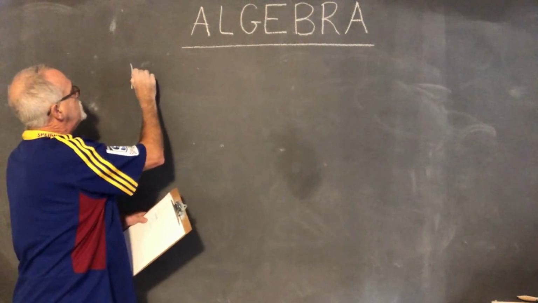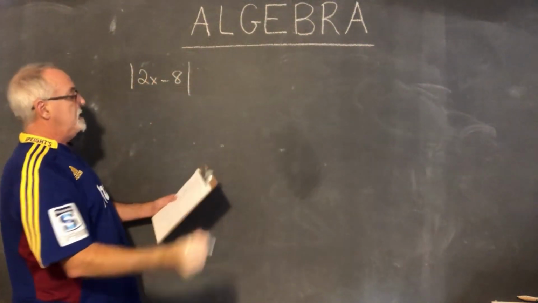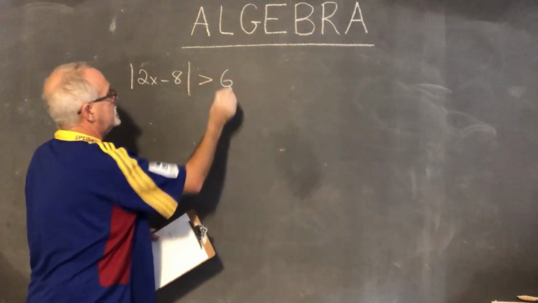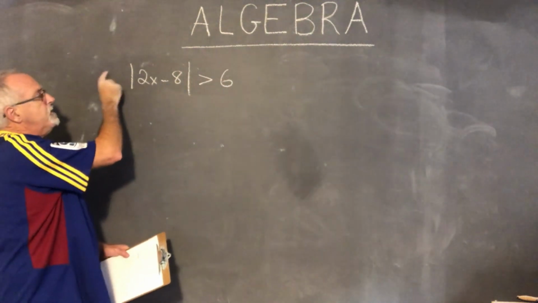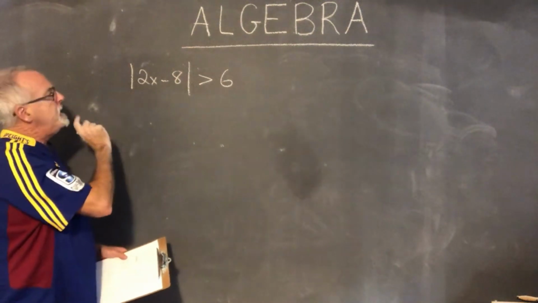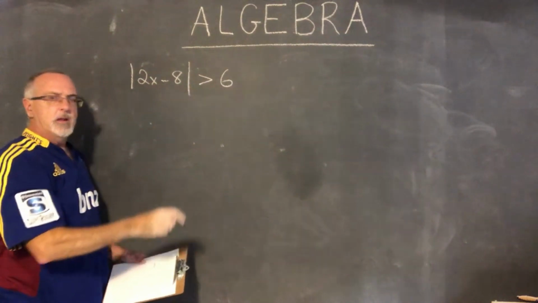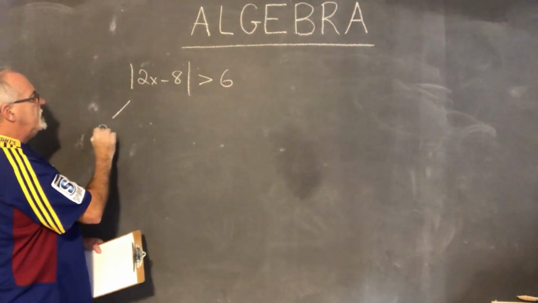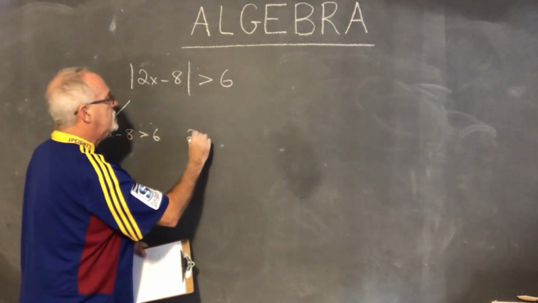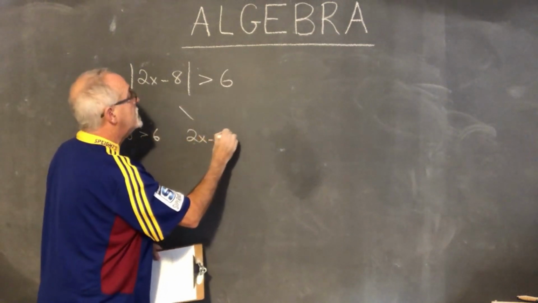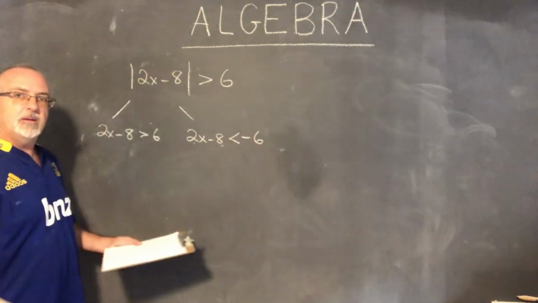Okay, absolute value of 2x minus 8 greater than 6. We have extra stuff inside the absolute value bars, but we don't have extra stuff on the outside of them. So we are able to go right into our split. It is a greater than sign this time. So we have 2x minus 8 greater than 6, and we have 2x minus 8 less than negative 6. See how I slow down?